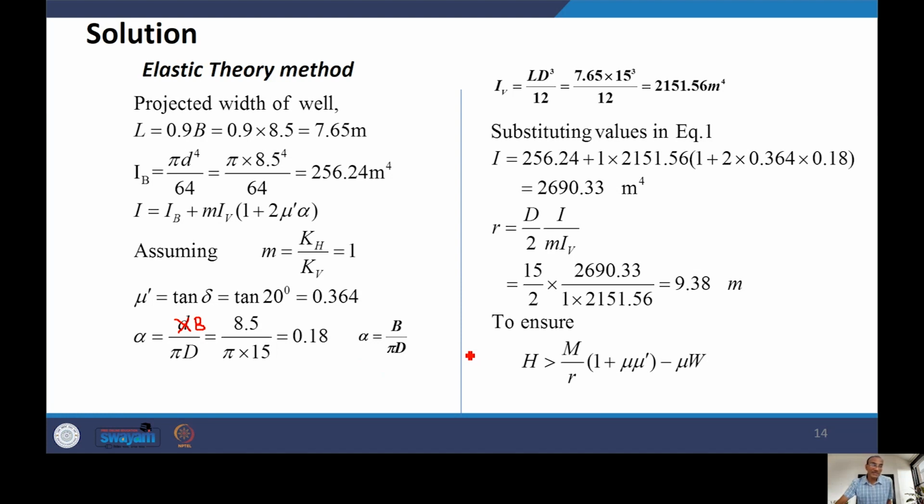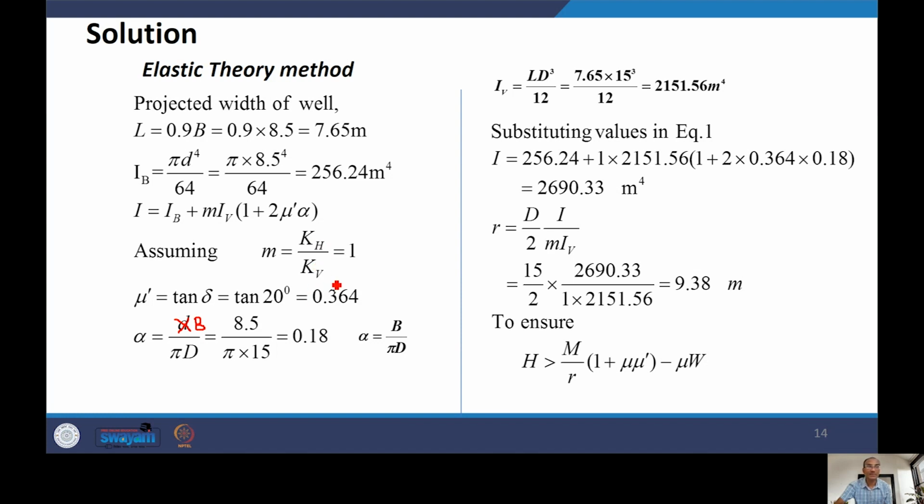Then the moment of inertia, IB, is calculated using this relation, pi d^4 by 64. Once you put the numbers, you get 56.2. Now the value of I, which is given from this relation, is IB plus M IV, 1 plus twice mu prime alpha. Here, assuming that the ratio of horizontal and vertical modulus coefficient is the same, the ratio Kh and Kv is 1.